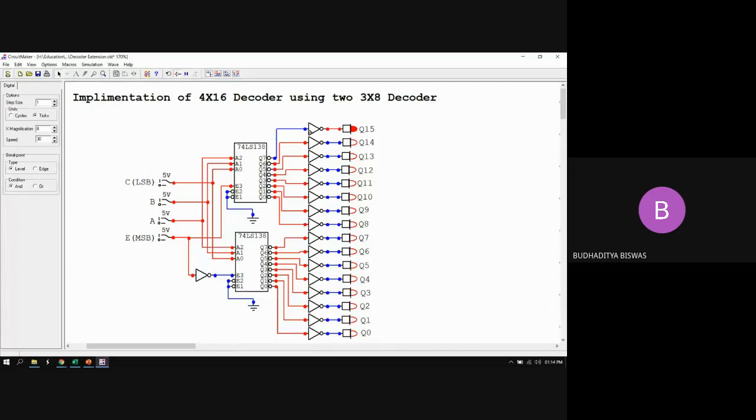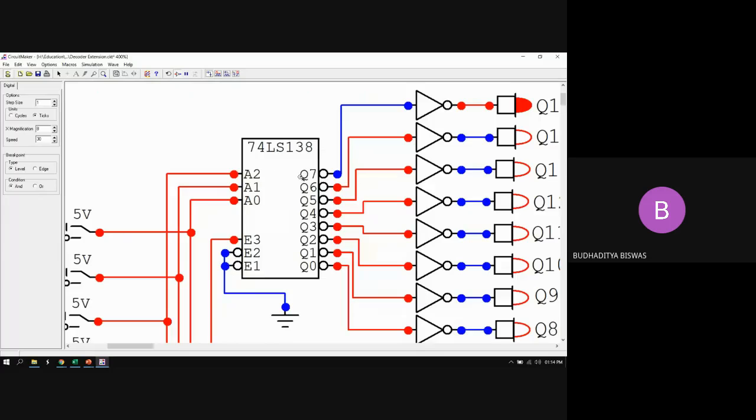And why is the NOT gate present here? Because you see at the output of the 74138, a bubble is present. So that means it is actually producing a low output. Low output means, if A0, A1, A2 are 0, 0, 0, then which output should be high?